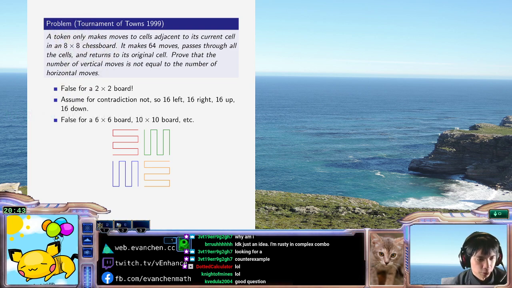Why am I looking for a counterexample? I think that's not a bad thing to do. You try to construct a counterexample and see what you can.